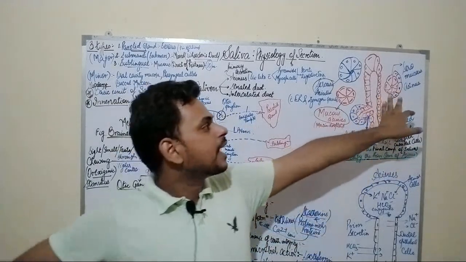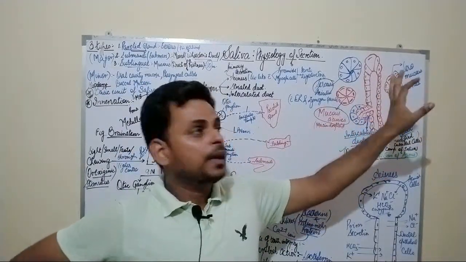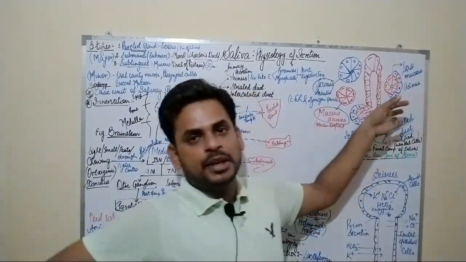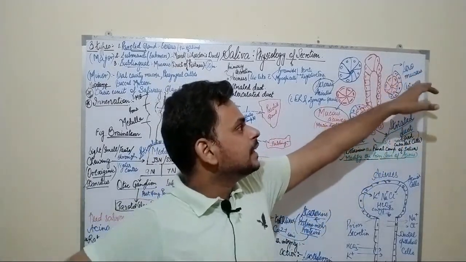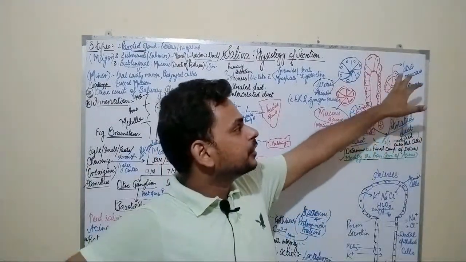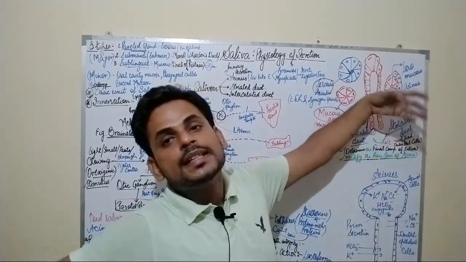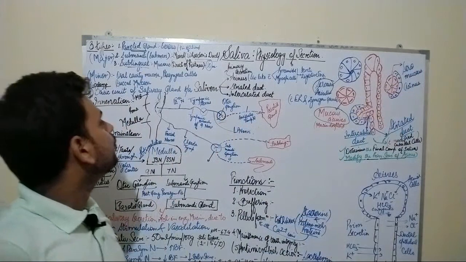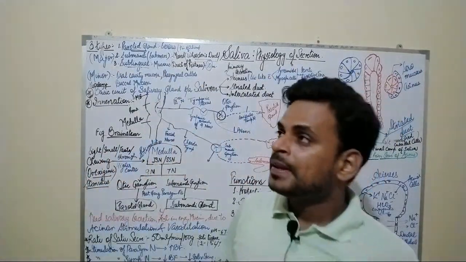There are certain acini which are called the mixed acini, because both components are present, that is the seromucus: the serous part as well as the mucus part. So therefore they have been given the name of the seromucus acini. Now moving on to the innervation of the salivary gland.